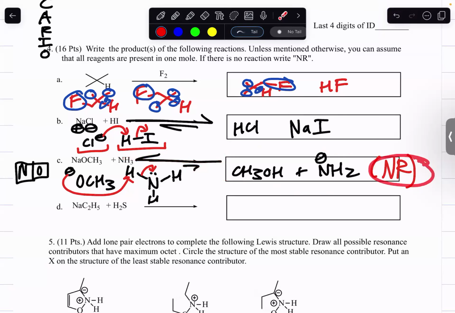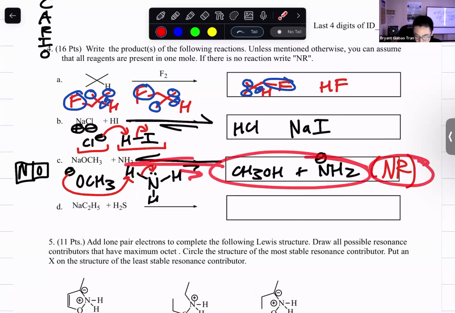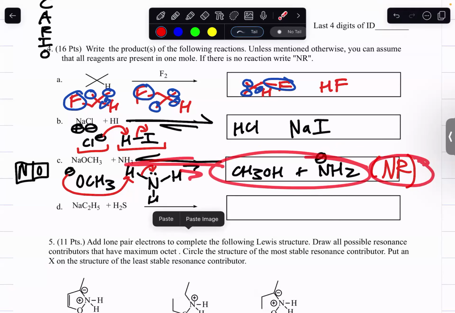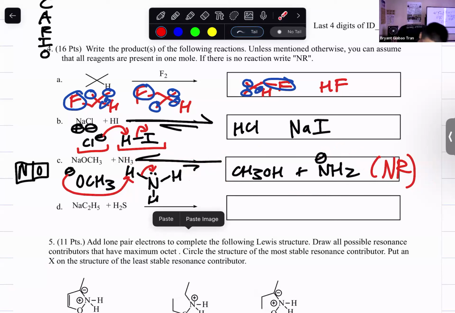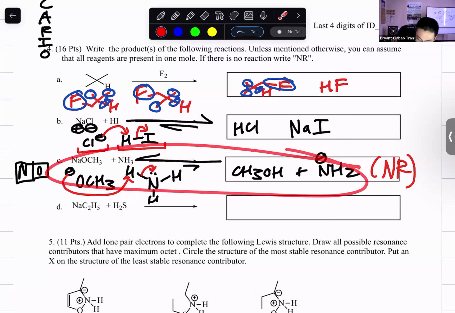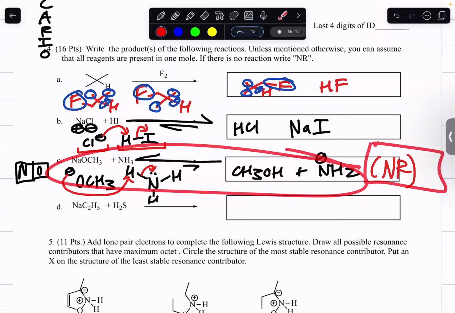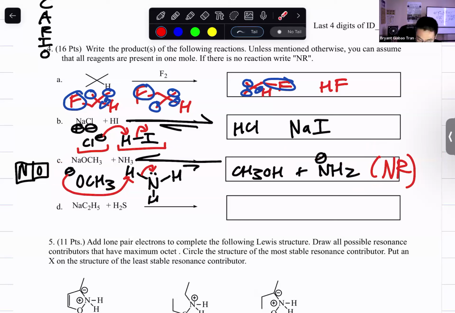If you write this and these arrows and they take points off, then that's a request regrade thing. You would request a regrade and explain yourself, and then they should give you the points. This is what is actually happening, but for the rubric, they said NR, because they don't want you to form something less stable. I think that's the reasoning behind that NR.